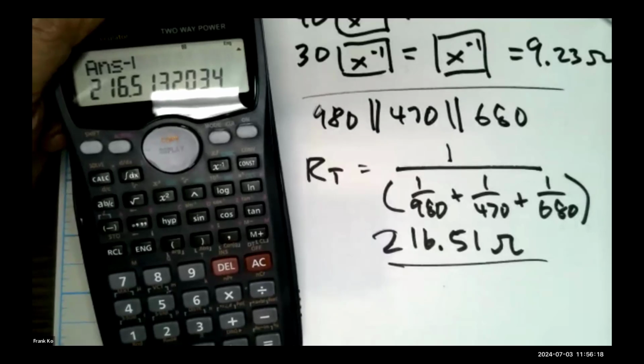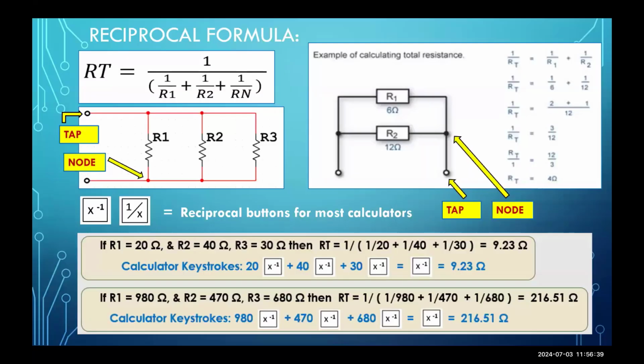Okay, so let's see how we did. Well, lo and behold, guys and gals, yes, 9.28 ohms was what we had calculated first go around. And yes, it was in fact lower than the lowest ohmic branch of 20 ohms. Second time we calculated the next set, we had an R total of 216.51 ohms. And yes, it is in fact lower than the lowest ohmic branch of these three. It is less than the 470 ohms. So that's proof mathematically on your calculator that RT is in fact less than the lowest ohmic branch.